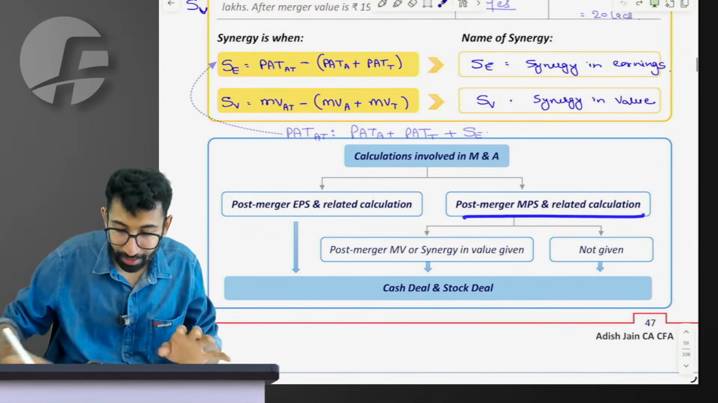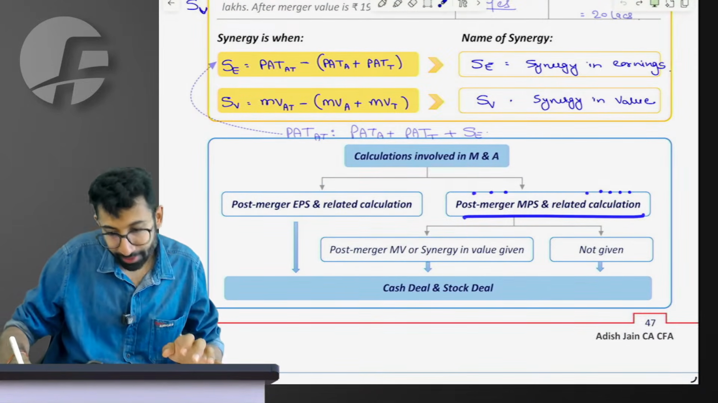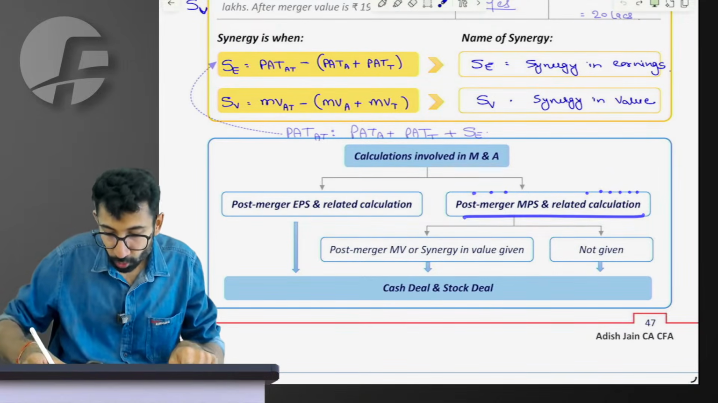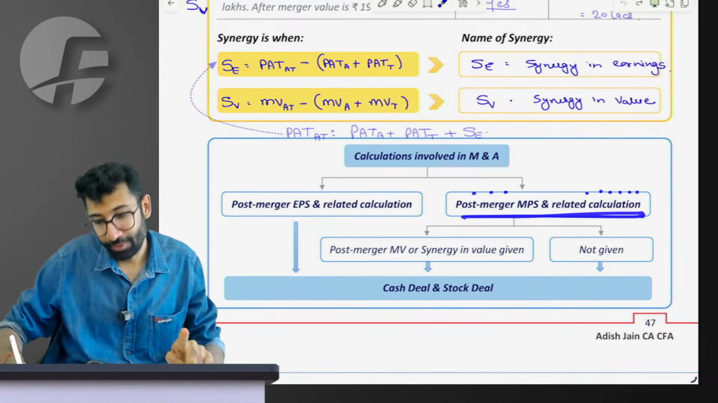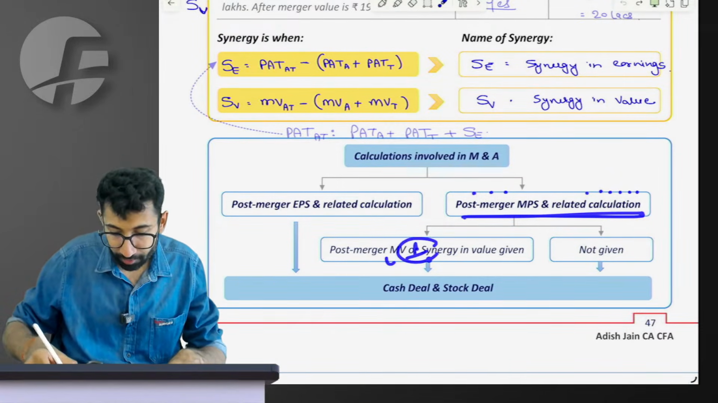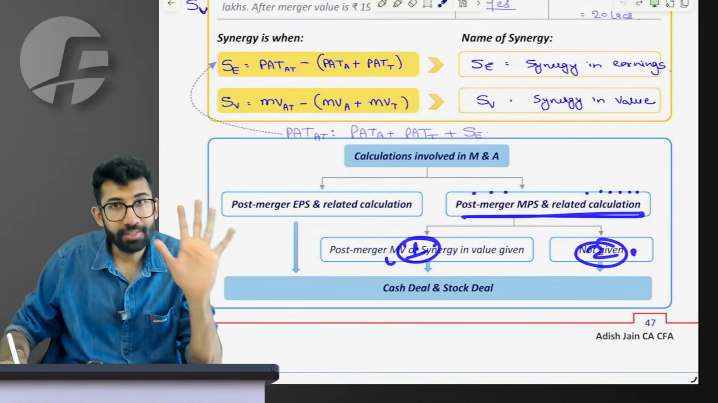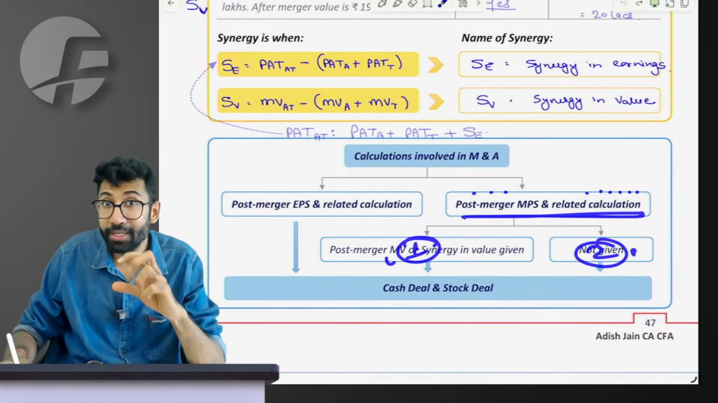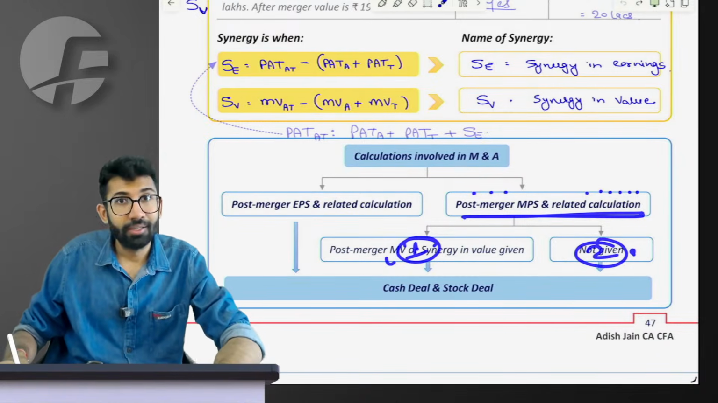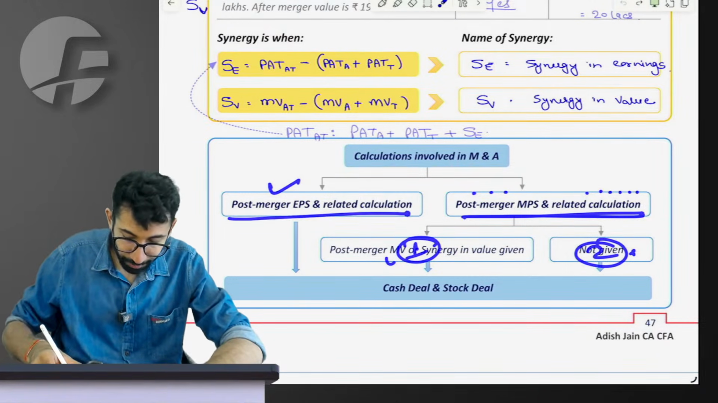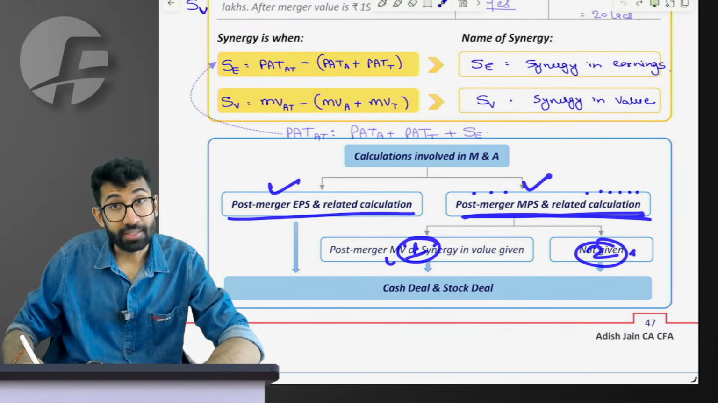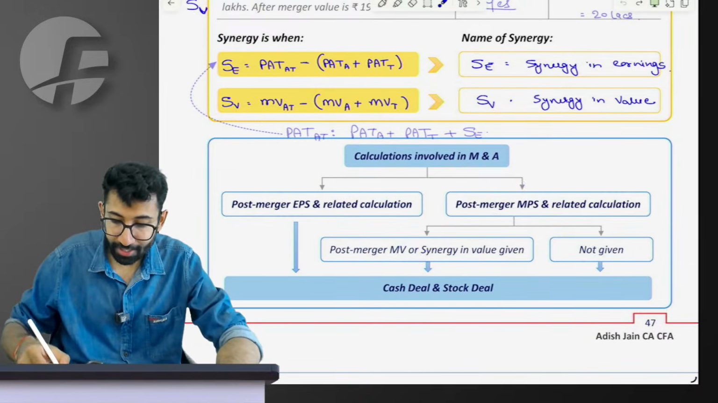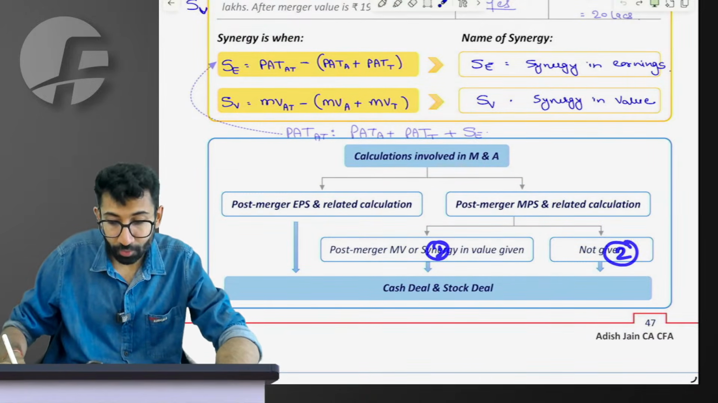So the second part of this chapter is post-merger MPS and related calculation. Now, this post-merger MPS calculation can happen in two ways, way one and way two. We are going to learn these ways in detail later on. But whether it is post-merger EPS calculation or post-merger MPS calculation, there is way one or way two.